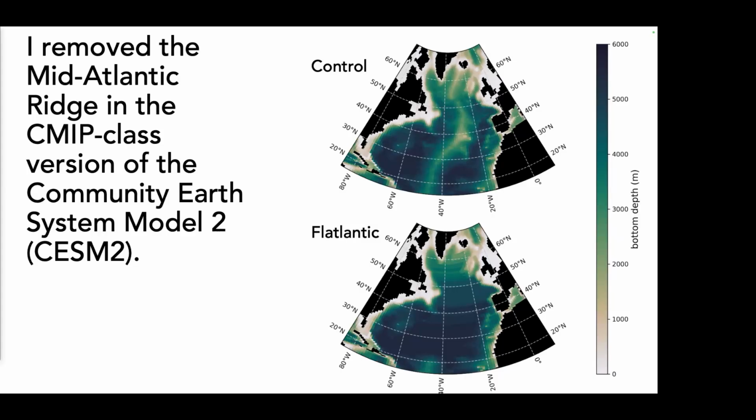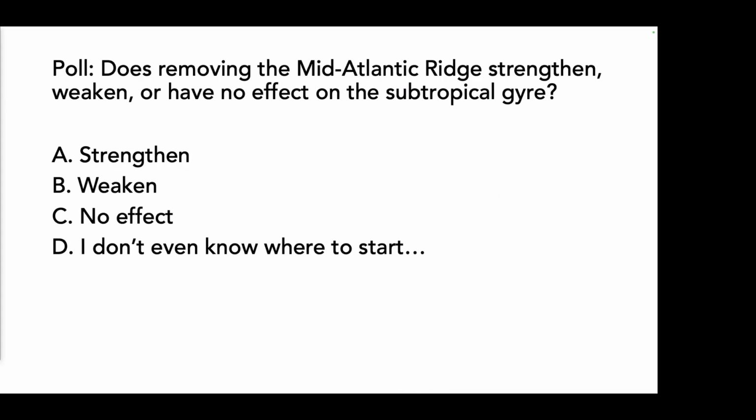There are lots of idealized simulations with Gaussian ridges, which are certainly related. The dynamics of that are almost certainly related to what's going on here. But in a climate model, no one had done it. And it turns out there's got to be something we can learn from this. So, one quick result from this: I removed the Mid-Atlantic Ridge.